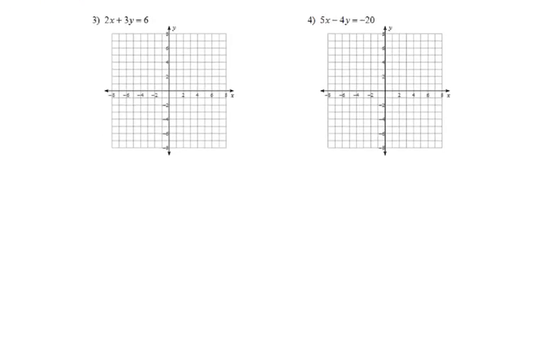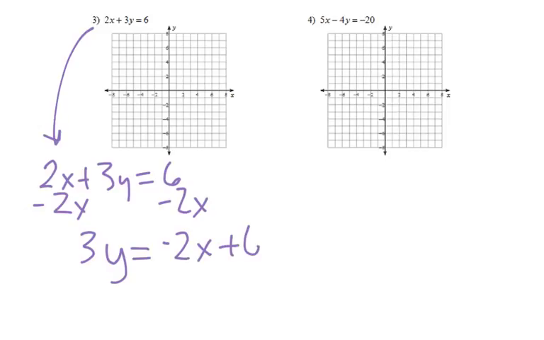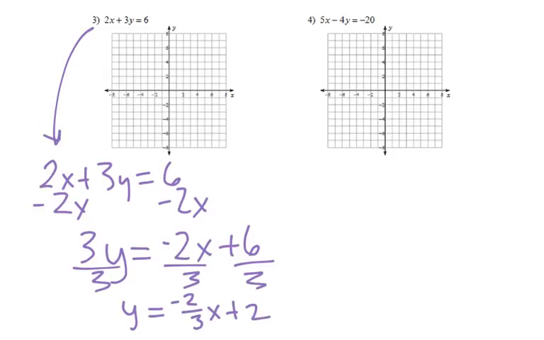Now on number 3 and 4, we've got to adjust these. So we've got 2x plus 3y equals 6. You can subtract the 2x from both sides. That would give you 3y equals -2x plus 6. Put it in that slope-intercept form. Divide by 3, and we get y equals -2/3 x plus 2. And then we can graph that.